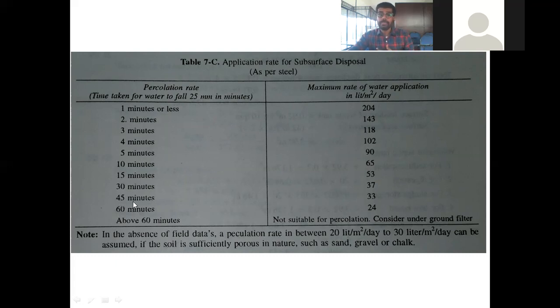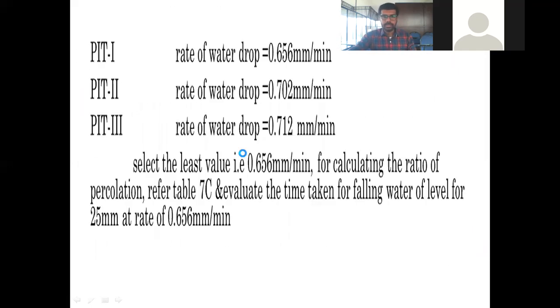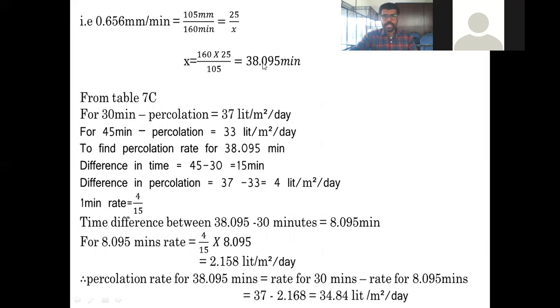So what is our time? This is 38 something, 38.095. For 30 minutes it is 37, and for 45 minutes it is 33. What will be the percolation rate for 38.095 minutes? That is what we are going to find out.